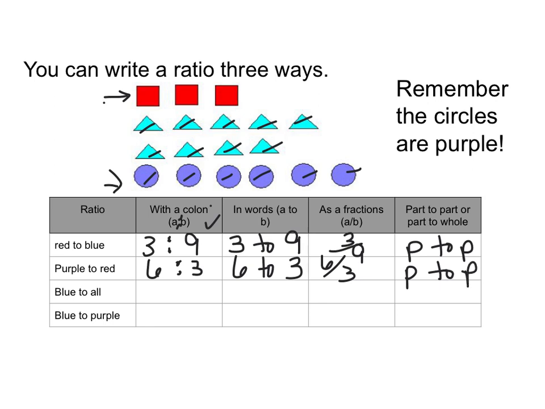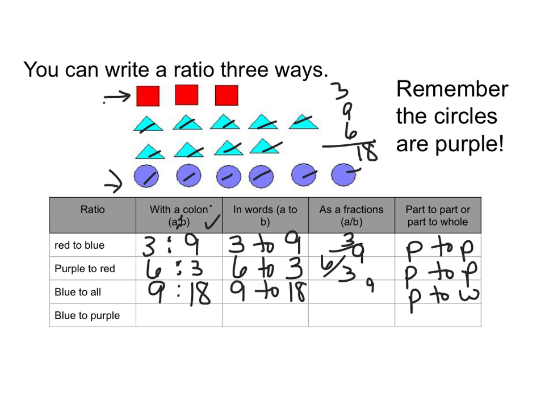Now the next one says blue to all. When they're saying all, or whole, or all shapes, or all colors, that's what it means when it is going to be part to whole. So we have blue, we have 9, and to all, well, we have 3 plus, how many blue were there? 9, plus 6. So 3 plus 9 is 12, plus 6 is 18. So that's going to be 9 to 18. Again, you write it with the word to, 9 to 18, and as a fraction, 9 over 18.